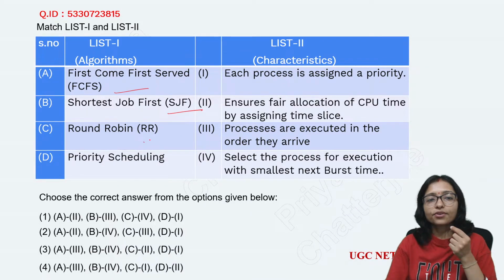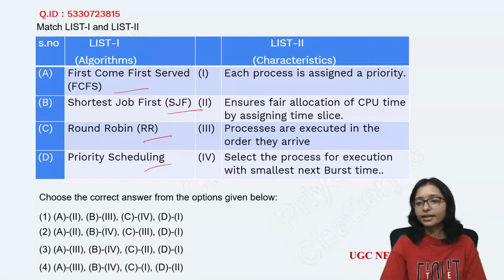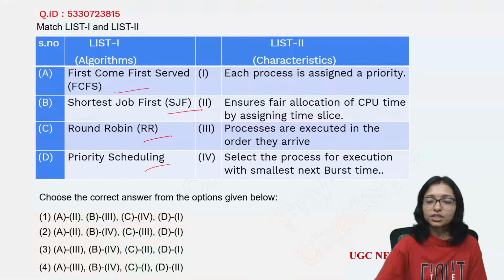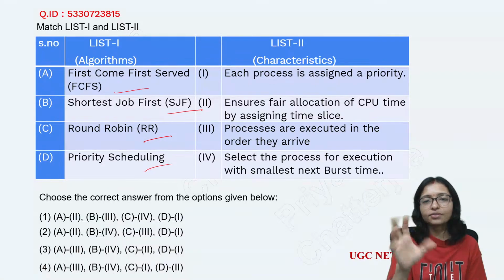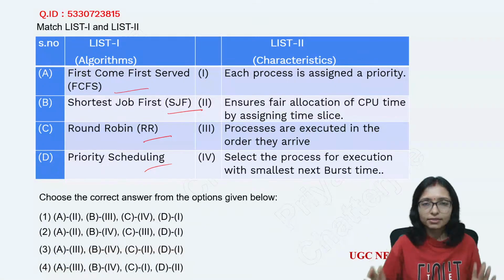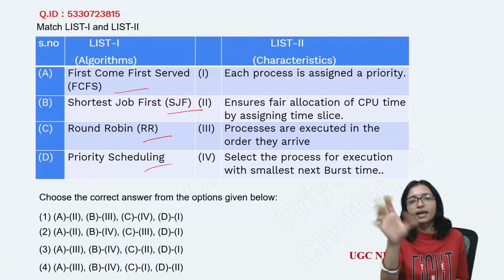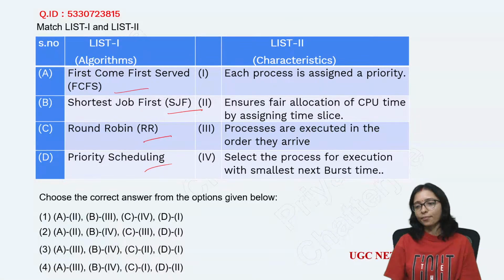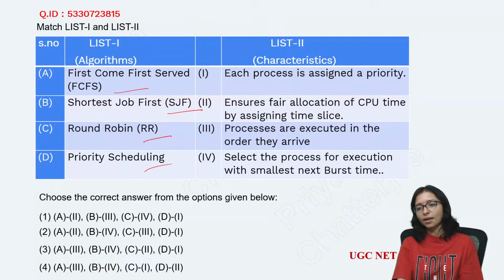FCFS, SJF, round robin and priority scheduling. This question is from August 2024. CPU scheduling in operating system is a very important chapter. If you are skipping this chapter, you are making a blunder. They ask theory and numerical questions from this chapter every time. It is highly important. If you are starting operating system, first you have to complete this chapter.